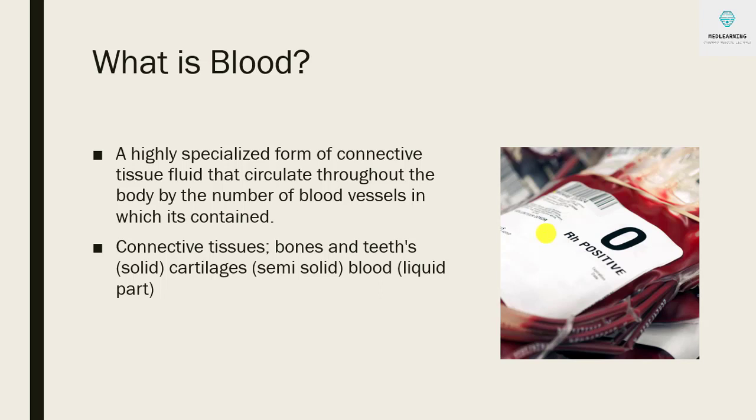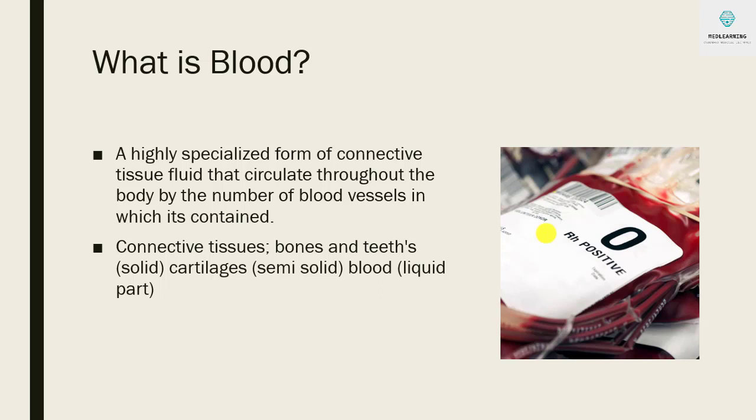So, when we talk about blood, we have to remember that it is a highly specialized form of connective tissue that is present in the blood vessels, and it circulates within the blood vessels. Other than this, there are other connective tissues called bones, teeth, cartilages, and of course, blood, which is the liquid part of connective tissue.